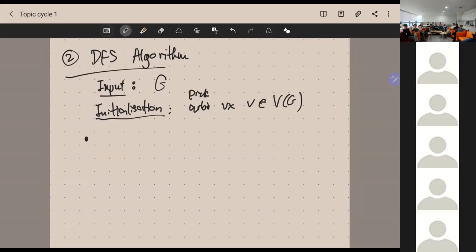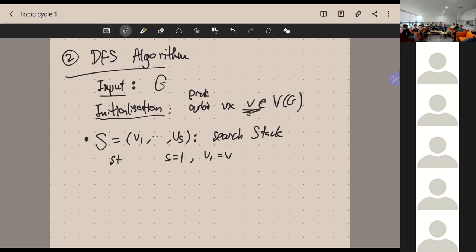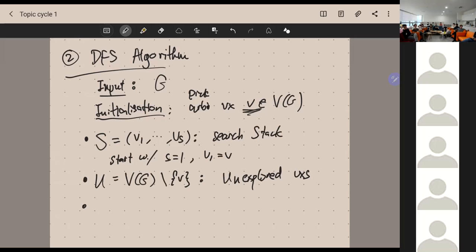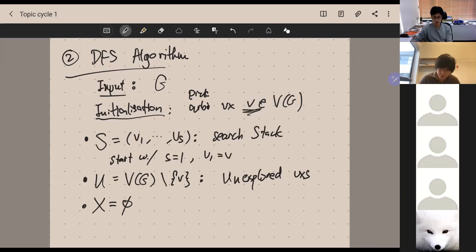So the 3 sets we're going to keep track of: the first one is S, which is the stack. We call it V1 through Vs, where s is the length, or depth, of the stack. This is the searching stack. Our starting point is s equal to 1, V1 equal to V. This is our initialization. The second set is U, the unexplored vertices. At the beginning, apart from the first vertex V that we picked, everything else is unexplored. The third one is X, which is the explored ones.